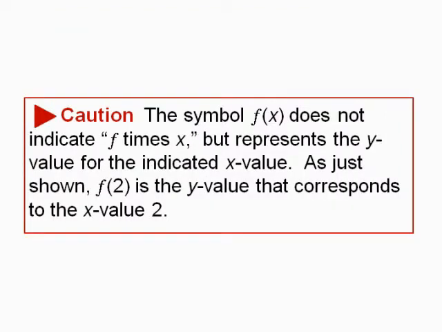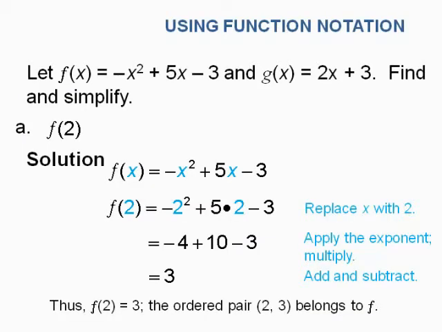And a function is a rule of correspondence that assigns exactly one range value to each distinct domain value. Now, again, be careful. I've seen a lot of students new to college algebra and so forth. This symbol f of x does not mean f times x, but represents the y value for the indicated x value. As just shown, f of 2 is the y value that corresponds to x when you plug 2 in there for x. So just watch out for this new notation if you've never seen it before.